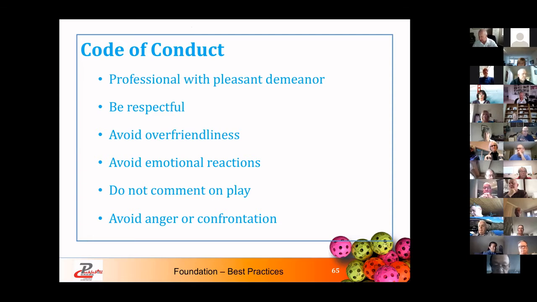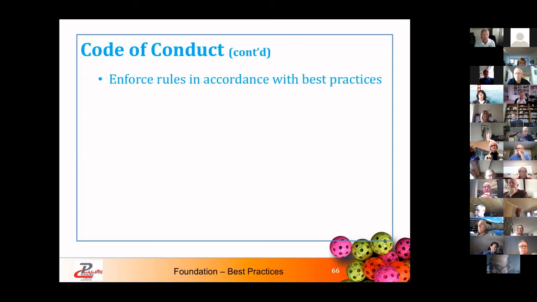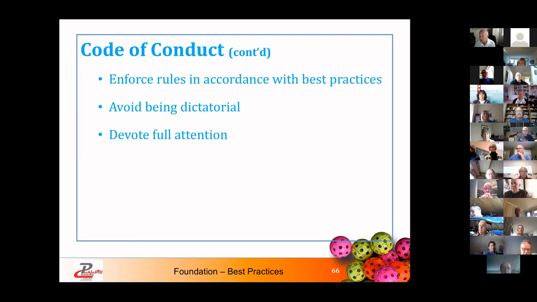And we'll talk about that, bringing them to the middle of the court and making things level-headed. Enforce rules in accordance with the best practices. That is your job out there. It doesn't matter whether you believe in the rule or not. Your job is to take the rules as they have been issued and apply them the best you can and consistently. Avoid being dictatorial. You don't want to go out there and be a dictator, but you want people to be listening to you. You want to have that respect, and they need to do what you say when you say it.